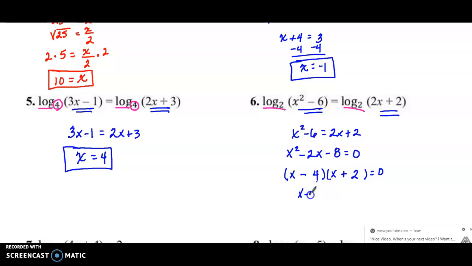Then we set each one equal to 0. X minus 4 equals 0. X plus 2 equals 0. So x must be positive 4 and x must be negative 2. Make sure that you check both of those.